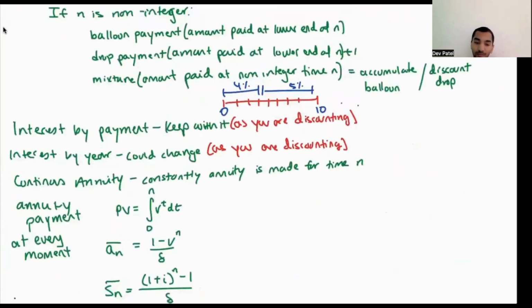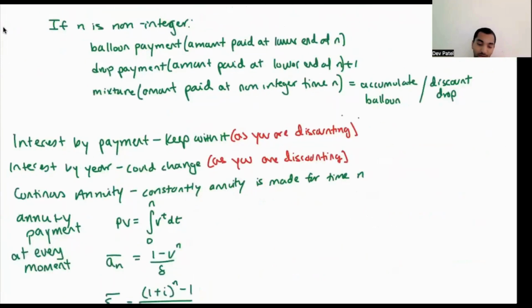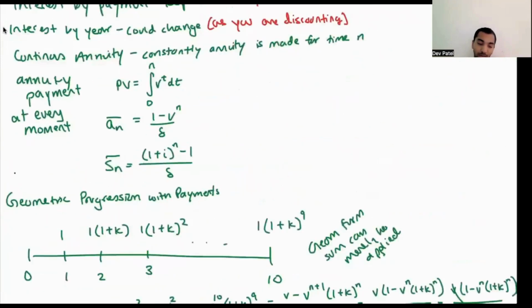Okay, so the next topic we want to go over is annuity payment at every moment. So this is what we call continuous annuity. We described annuities as things that we could be doing every month, or every quarter, or every year, or every couple of years. There are fixed intervals. But what happens when it's continuous?